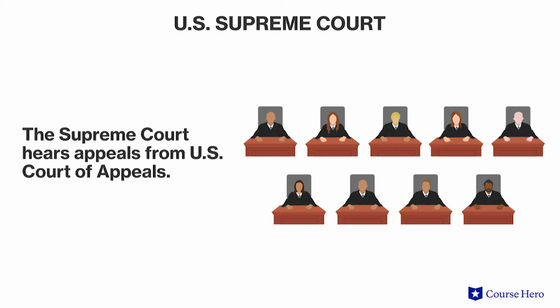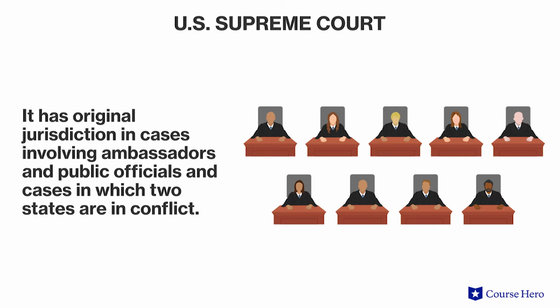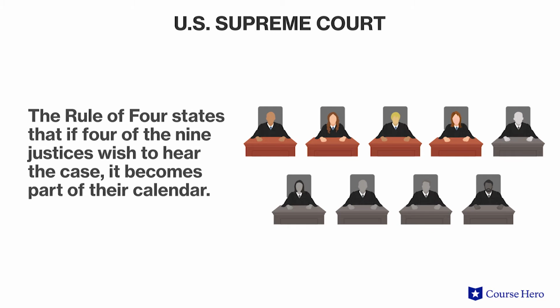The third and highest level of the federal court system is the U.S. Supreme Court. The Supreme Court mainly hears cases on appeal from the lower courts, although it does have original jurisdiction in cases involving ambassadors and public officials, as well as in cases in which 2 states are in conflict. The 9 justices choose which appeals to hear using what is referred to as the Rule of 4. If 4 of the 9 justices wish to hear the case, it becomes part of their calendar or caseload. A decision by the Supreme Court on a federal constitutional issue is considered the final word on that issue.